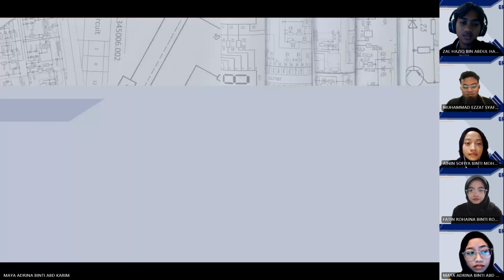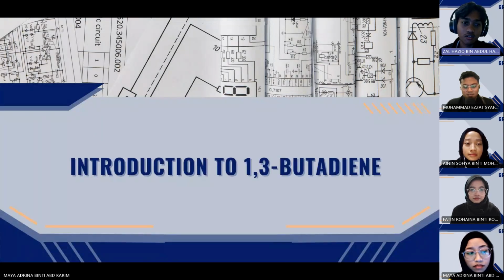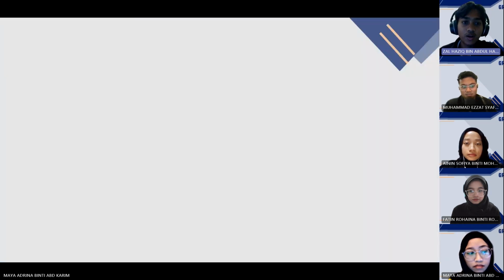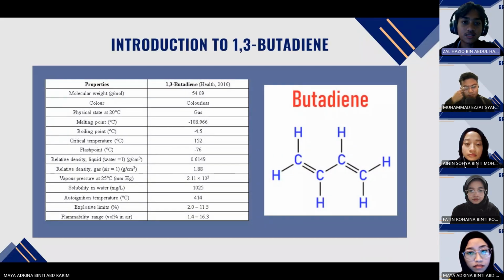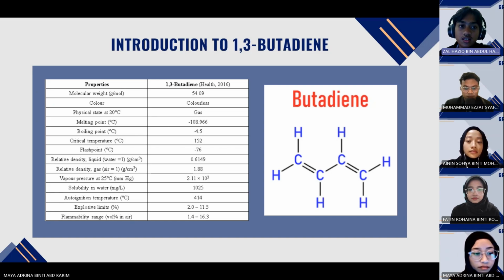Next. So for the introduction of 1,3-butadiene. 1,3-butadiene, also known as butadiene, has a molecular formula of C4H6. It's a colorless gas that is highly reactive and flammable. It is widely used in the production of rubber and polymer. Butadiene was listed as a hazardous substance as it can cause cancer, irritation and frostbite.